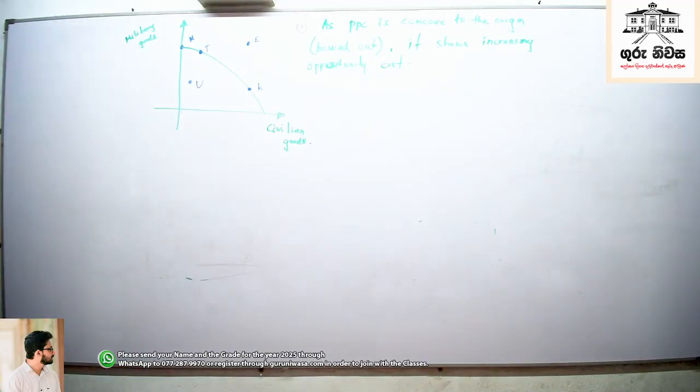Sir, can you please repeat the sentence again? As PPC is concave to the origin, within bracket bowed out, it shows the increase in opportunity cost.